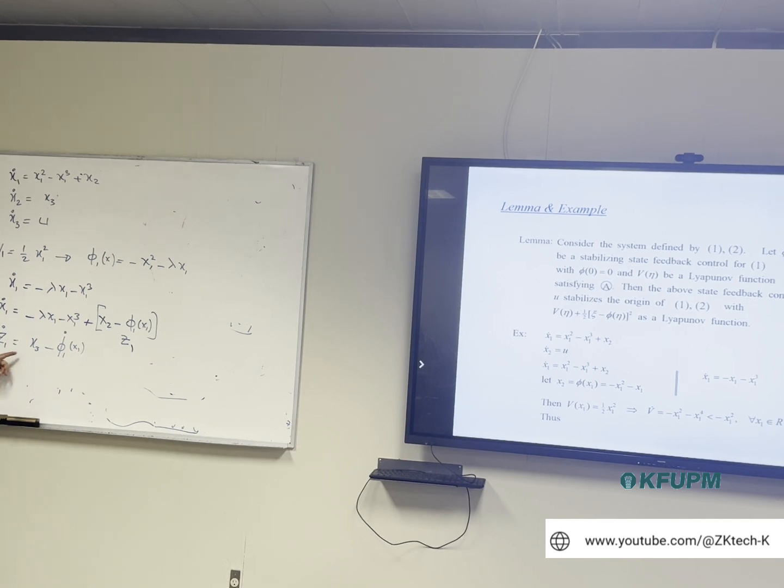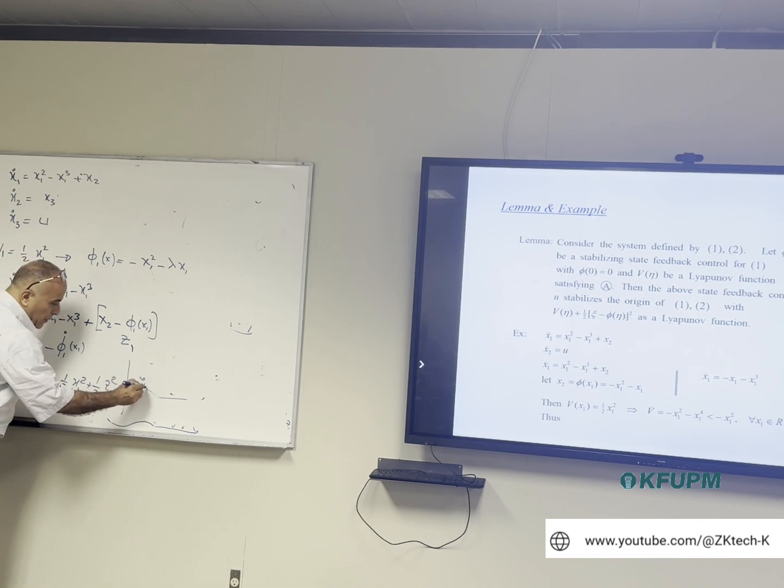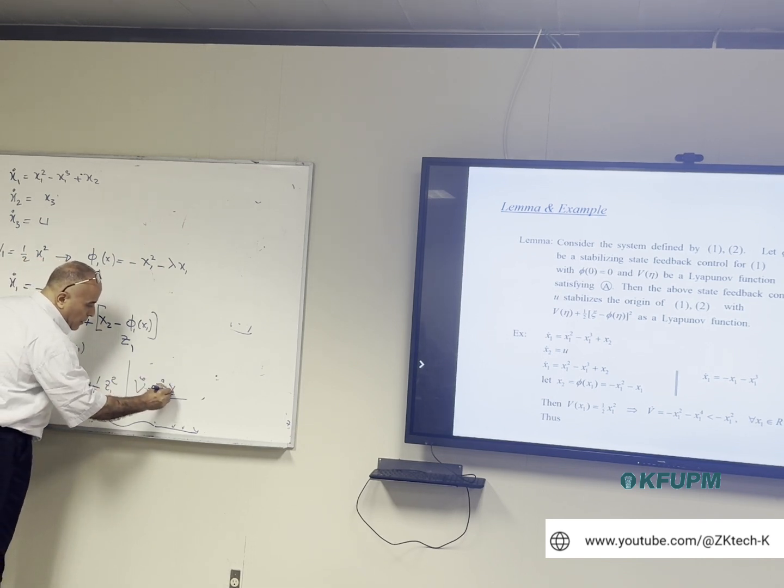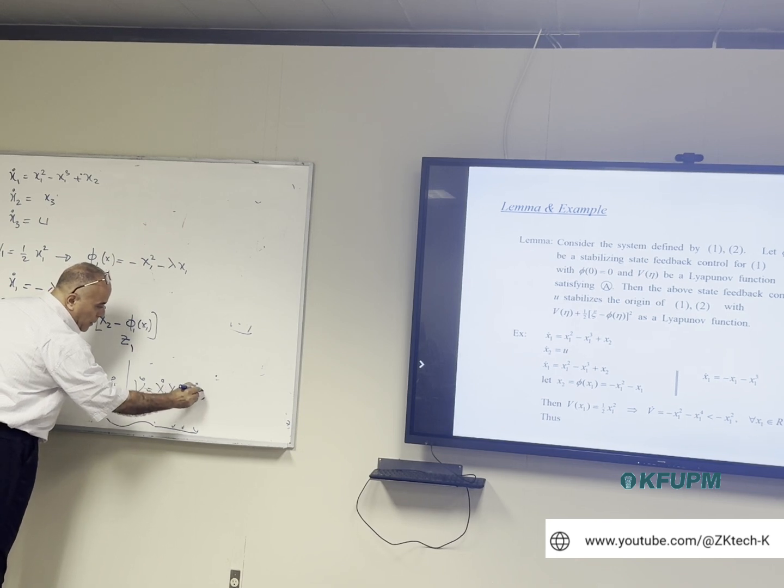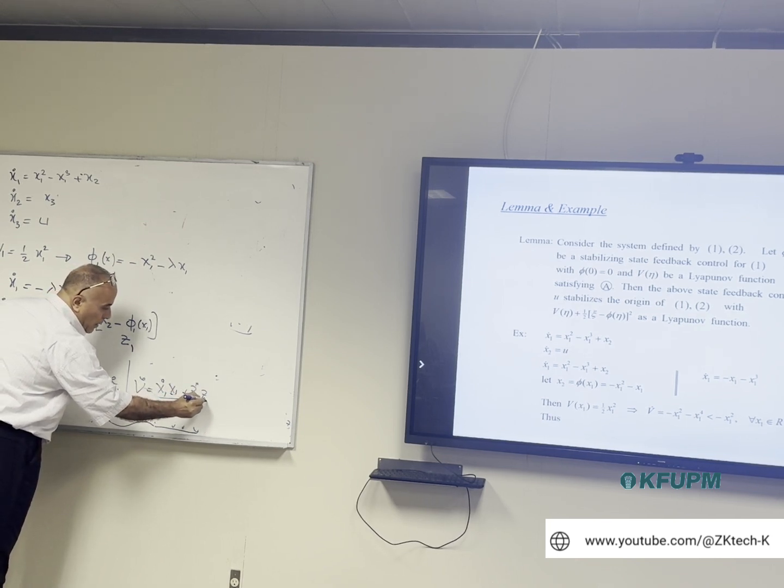So the question now is, what's the value of x3? We do exactly the same thing. We define the Lyapunov function v, and here we are going to have v1 plus half of z1 squared, which is equal to half of x1 squared plus half of z1 squared. The derivative v prime equals x1 prime times x1 plus z1 prime times z1.